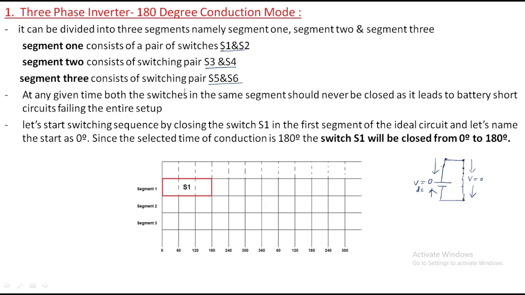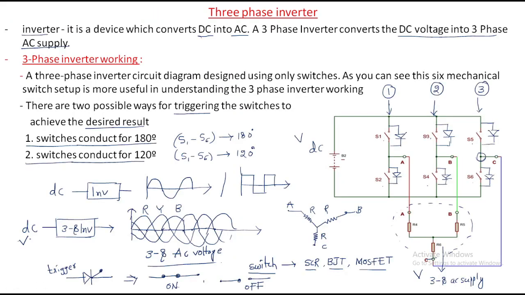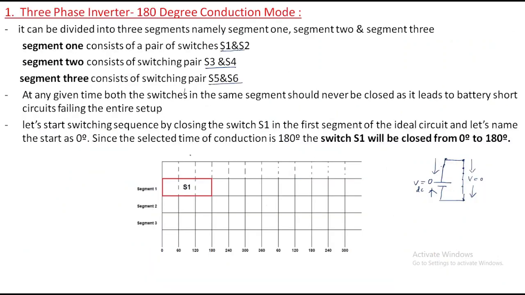Next, let's start the switching sequence by closing the switch S1 in the first segment of an ideal circuit at 0 degrees. For example, assume that the S1 switch is closed for the 180 degrees mode. To understand the operation, we have to divide it into three segments. This is related to segment 1. Just divide at 0, 60, 120, 180, 240, 300, 360. 360 means one cycle is completed. This is for the one cycle, and this is for the second cycle.